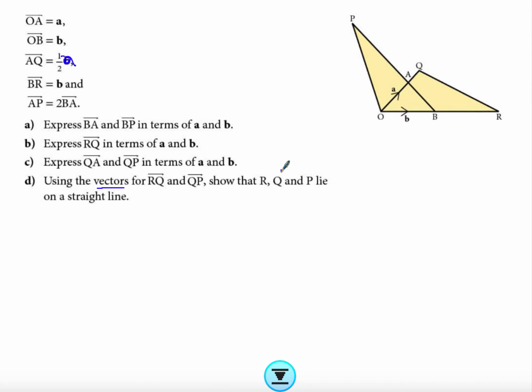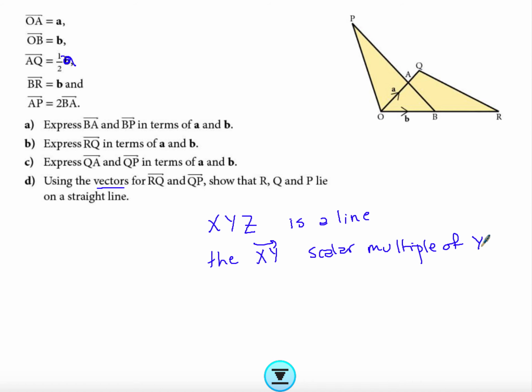So here's a fact that you should know about vectors. If you have x, y, and z on a line, then x to y as a vector should be a scalar multiple of y to z. So these two should share a point. In this case it's y, so x to y and y to z share the point y, and they should be scalar multiples of each other.